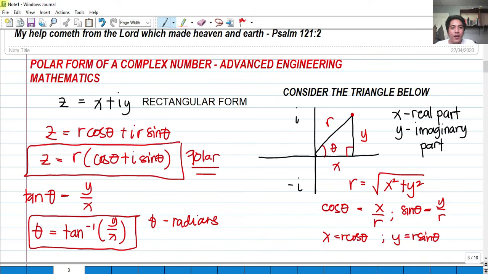Okay, a simple reminder before we close. If the complex number is located in quadrant 2, we add pi. If it is located in quadrant 3, we subtract pi. If it is in quadrant 4, we can either add or subtract.